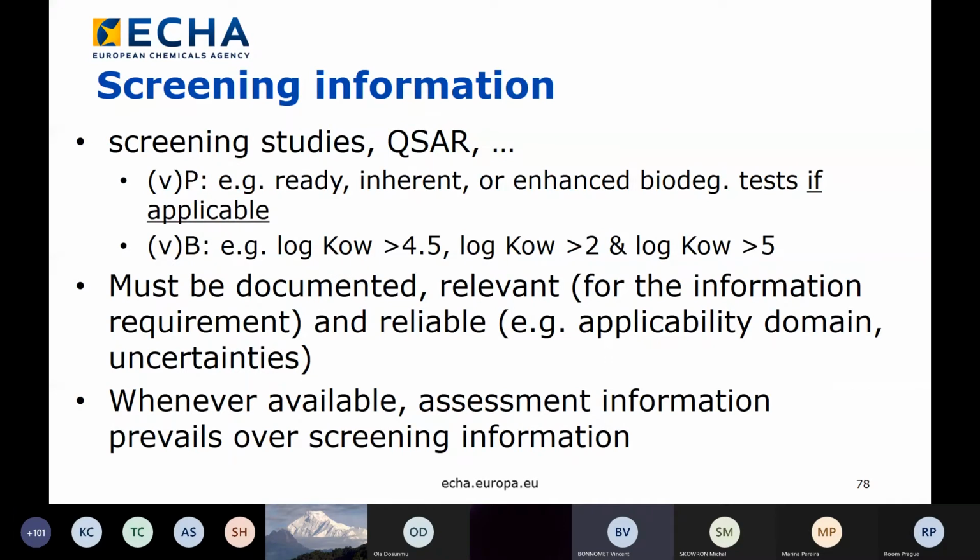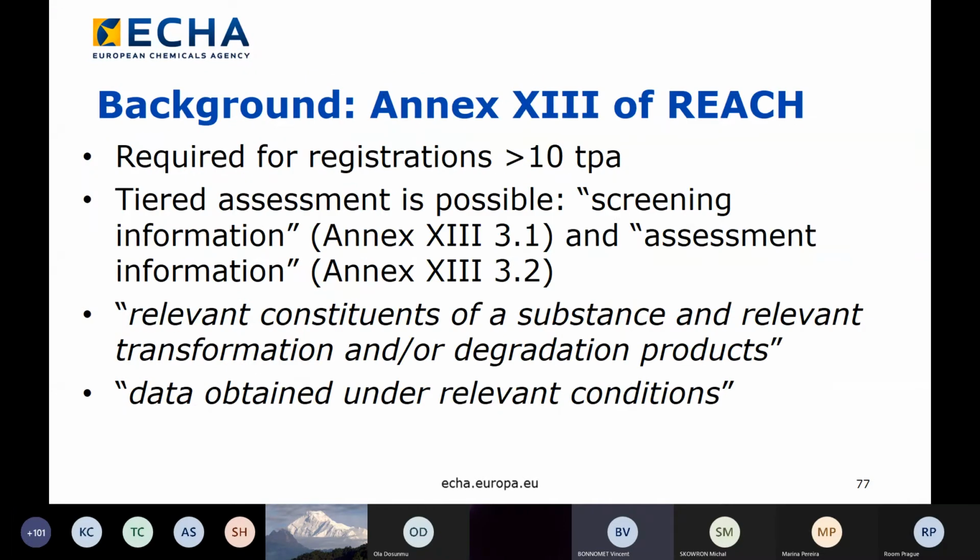And relevant condition is not necessarily representative conditions. I mean, it's relevant for the purpose of the PBT assessment. Next slide, please.